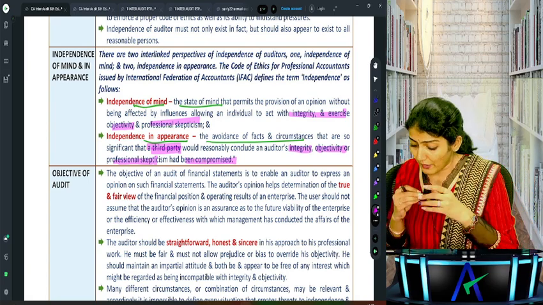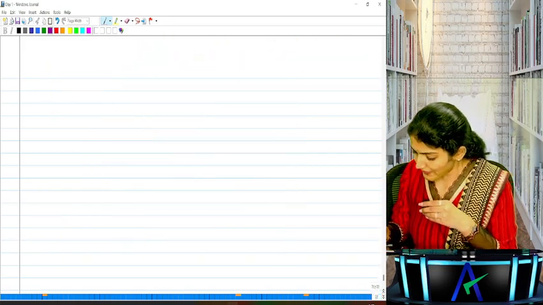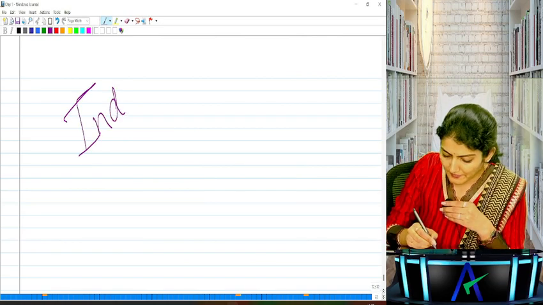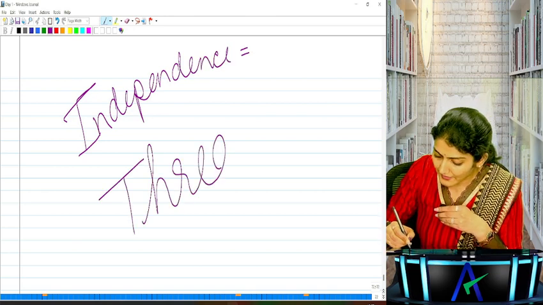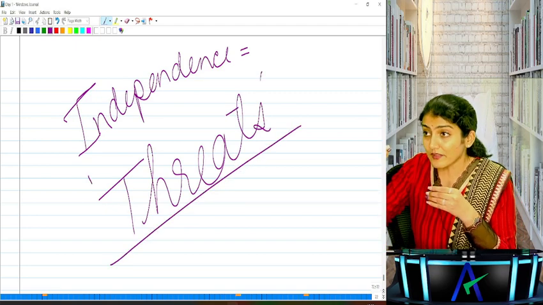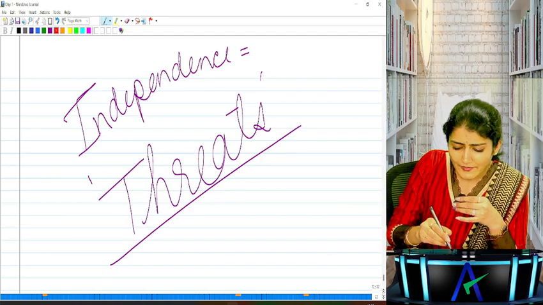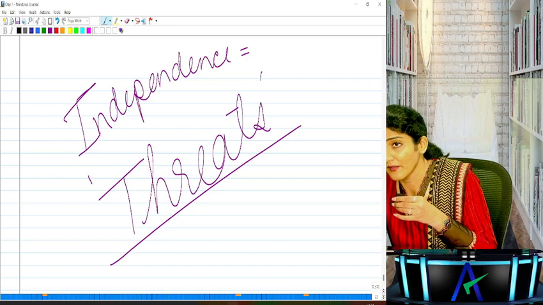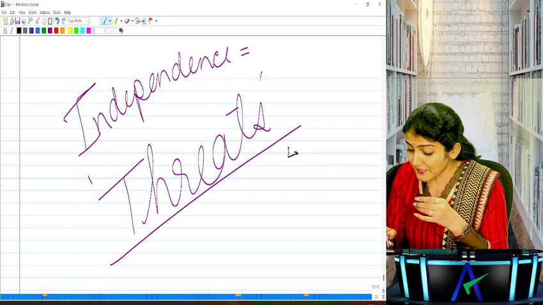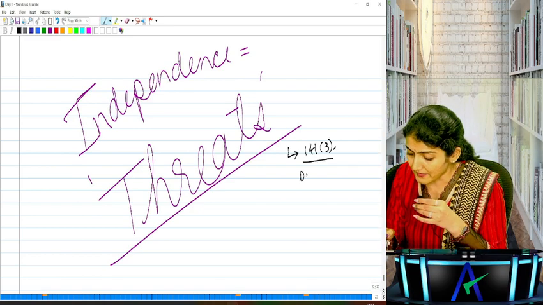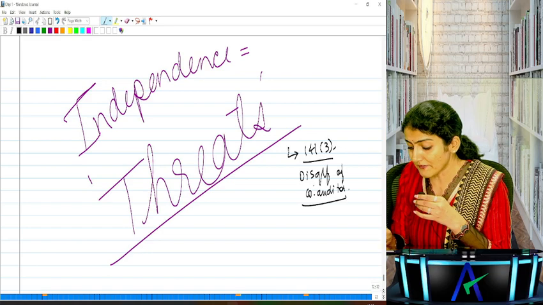Clear to everyone? Now, whenever we talk about the term independence, the next word coming to your mind has to be to check whether there are any threats to the independence of the auditor. One classic example of threats could be all the disqualifications given under section 141 subsection 3 of the Companies Act. They are classic examples of threats to the independence of the auditor. 141 subsection 3.